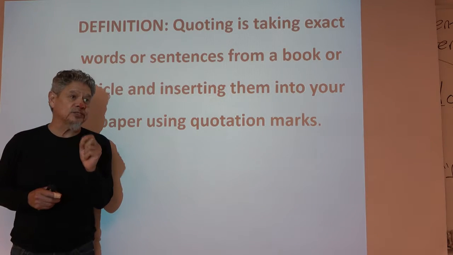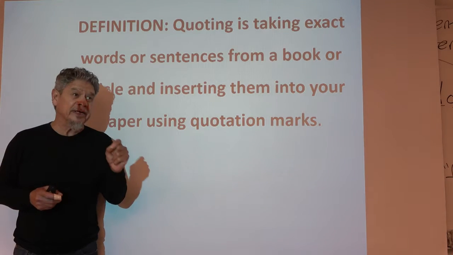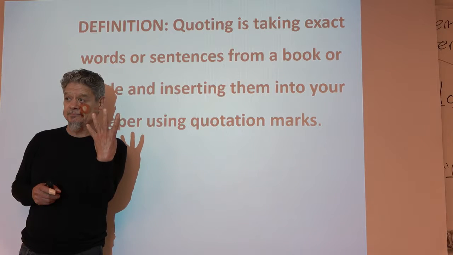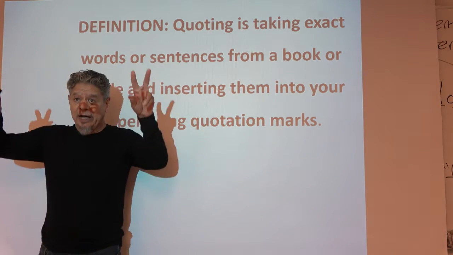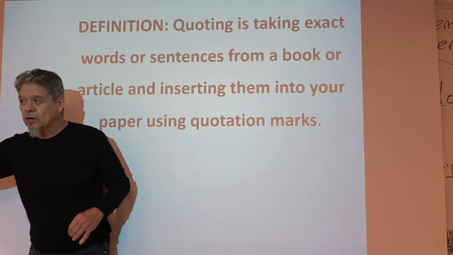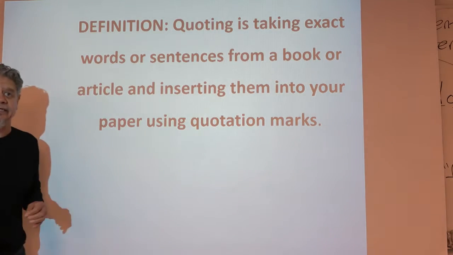If you do want to change it, there's a way to do it. But you have to do it in that way, and I'm going to show you that in the 4th type of quotation. But when you have quotation marks in your paper, you better have the exact words as they were in the article or the book. Okay? That's what quoting is.